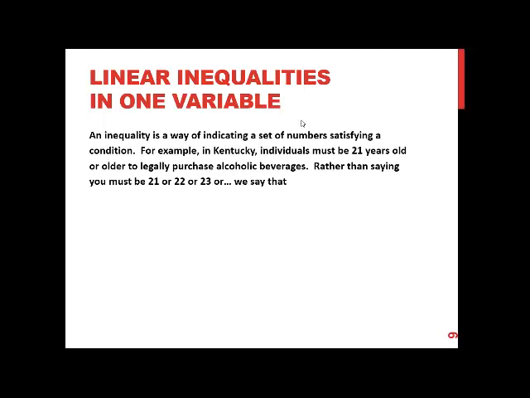For example, here in Kentucky, individuals must be 21 years or older to legally purchase alcoholic beverages. Now, rather than saying you have to be 21 or 22 or 23 or 24 or 25 or 26 and just listing all the possible ages, plus you never know when to stop. Do you stop at 100? Do you stop at 105? We just say that age is greater than or equal to 21. That just gets all of the inequalities together, and that indicates who can purchase alcohol.